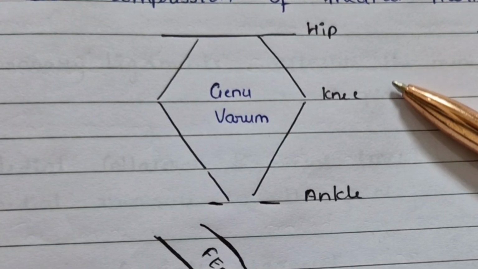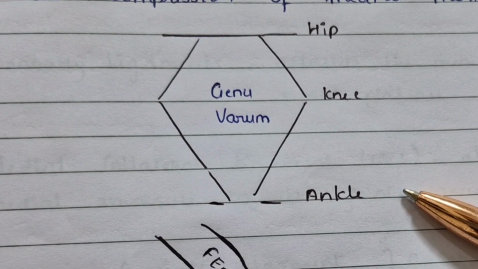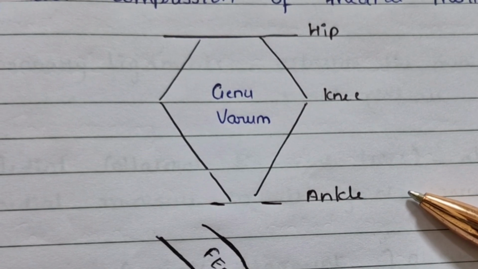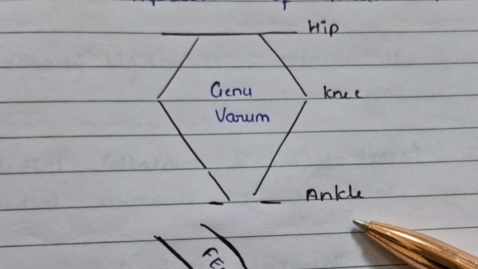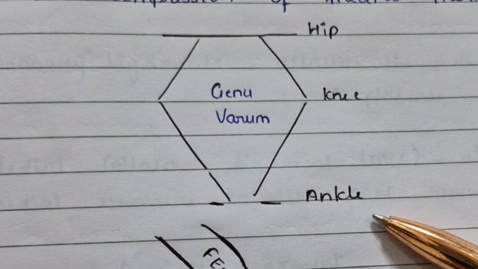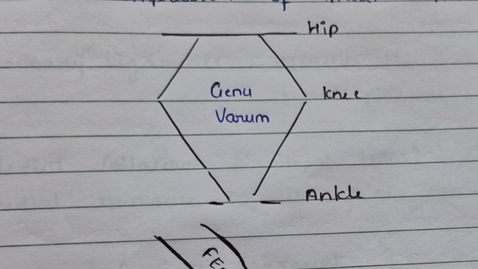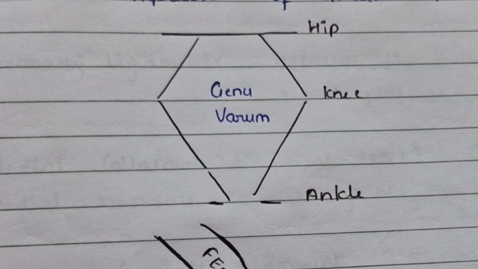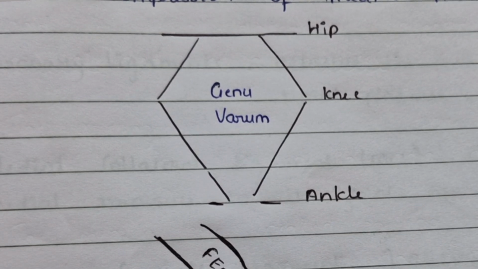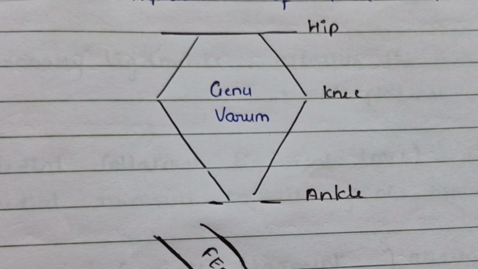So the hip joint, the knee joint and the ankle joint in genu varum. So in genu varum, the ankle joints move towards the midline of the body. So the medial meniscus undergoes a greater compression as compared to the lateral meniscus in genu varum.